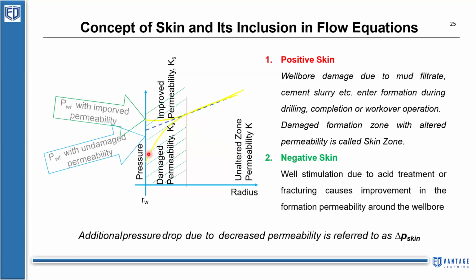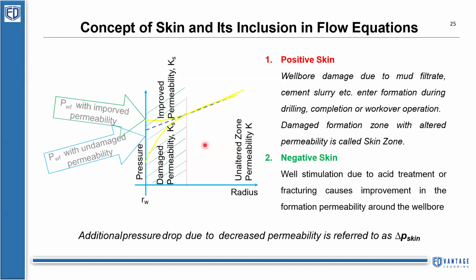So what does it mean? So there is more drop in pressure if your near wellbore region is damaged. So this drop is due to maybe sand presence or fines migration or whatever it could be, reservoir damage. So we look at damaged permeability Ks, and if pressure is increasing, that means it is stimulated or improved. So we look at improved permeability Ks. And the bulk reservoir has an unaltered zone with permeability K. So positive skin could be due to wellbore damage by mud filtrate invasion, cement slurry invasion, whatever it could be, entering the formation during drilling, completion, or workover operation. So this damaged zone with altered permeability is called skin zone.